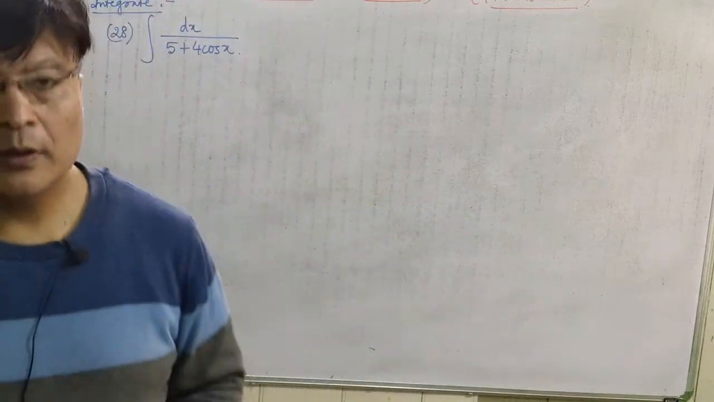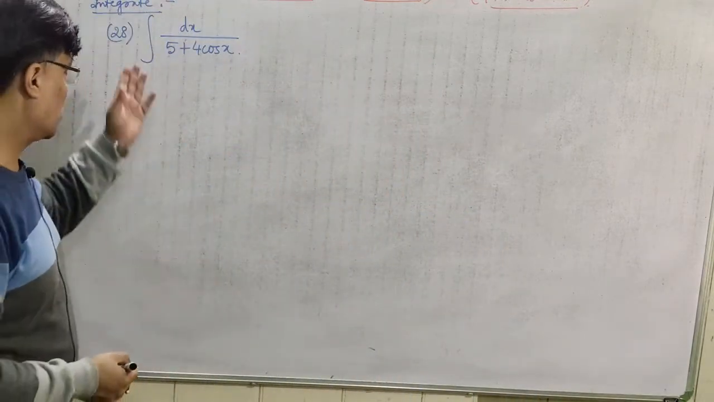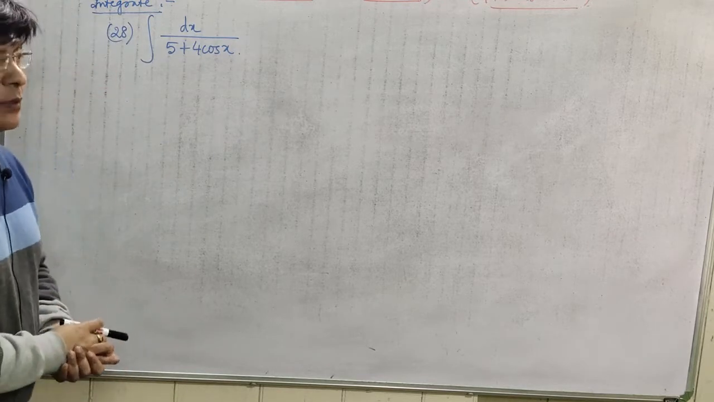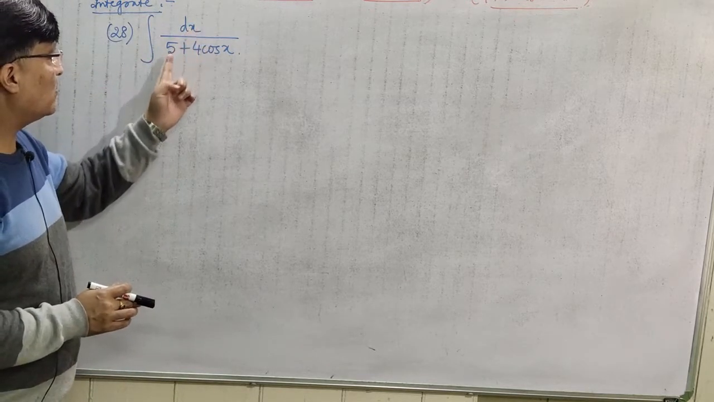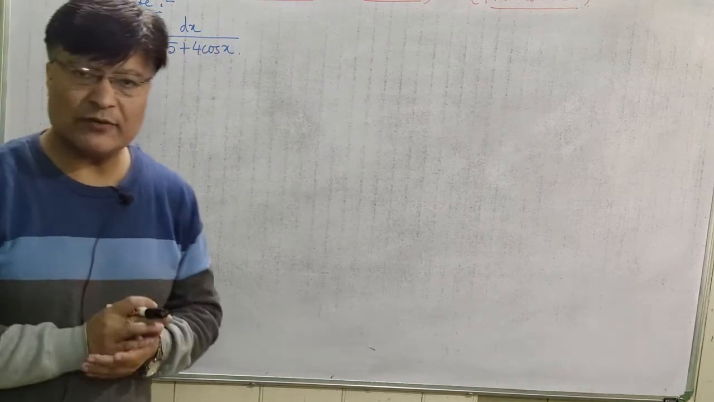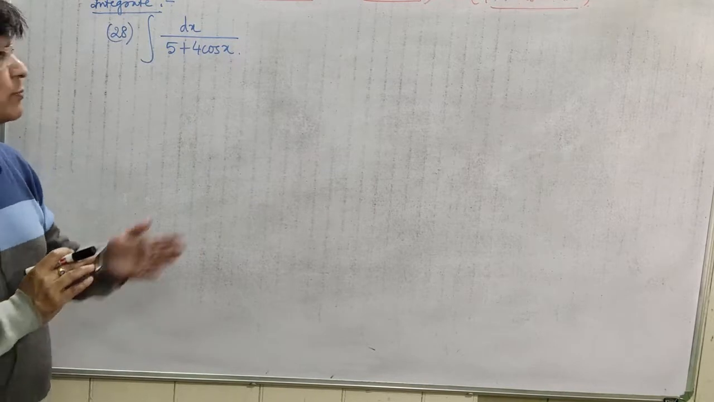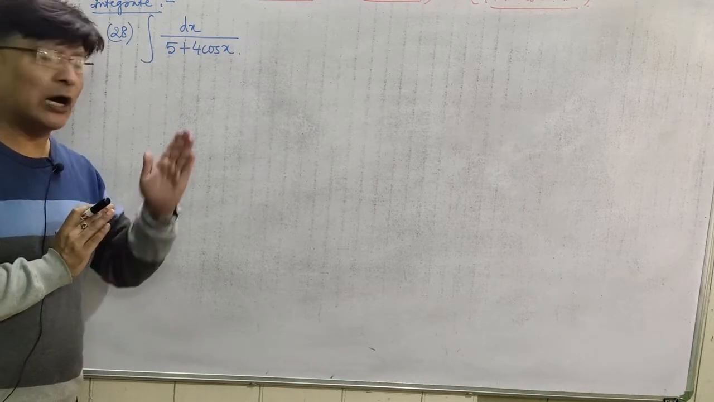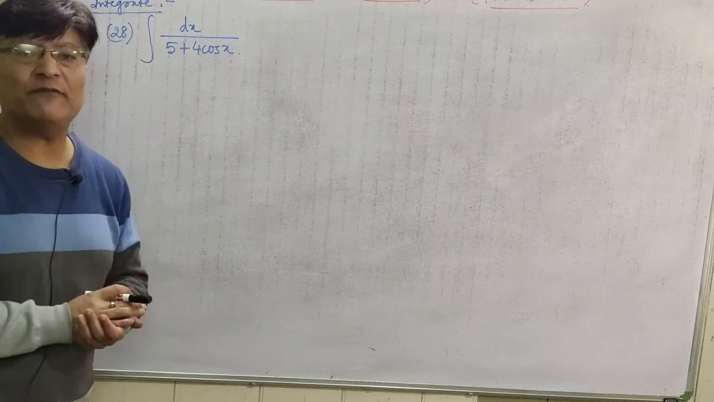So now we'll do the next question, that is question number 28. Let us evaluate this integration. The question is the integration of dx divided by 5 plus 4 cos x. Now this is in the form dx divided by a plus b cos x. Just now we know the method how to integrate this type of integration.